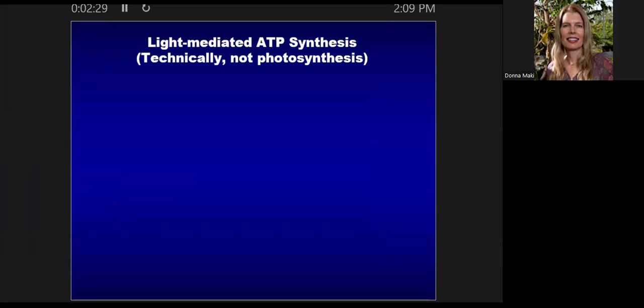So this is new material now, I believe. This topic they refer to as light-mediated ATP synthesis. And that may sound like photosynthesis, but technically it's not. So this is not photosynthesis, but it's a really cool strategy. Halobacterium salinarum has this ability. This is a fun microbe to work with in the lab.